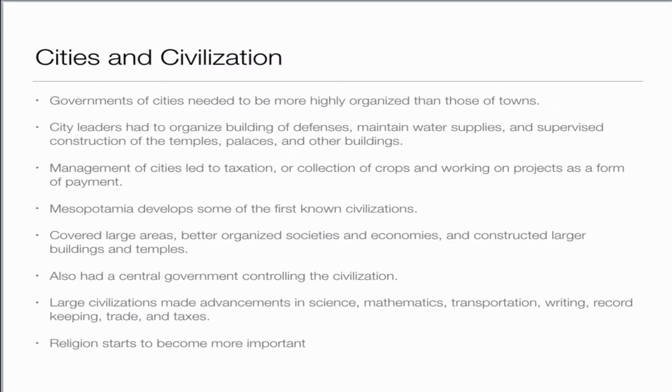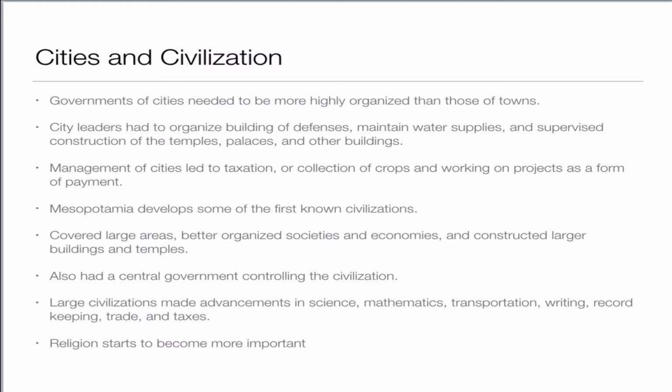All of this building and things leads to taxation or collection, and at this time this is collection of crops or working on projects as a form of payment. Okay, so to pay off your taxes you had to either be a farmer or you had to build something for the city. That's how they didn't have money at this time. You could trade goods, that might work, but otherwise you had to pretty much grow crops or be a part of a building crew.